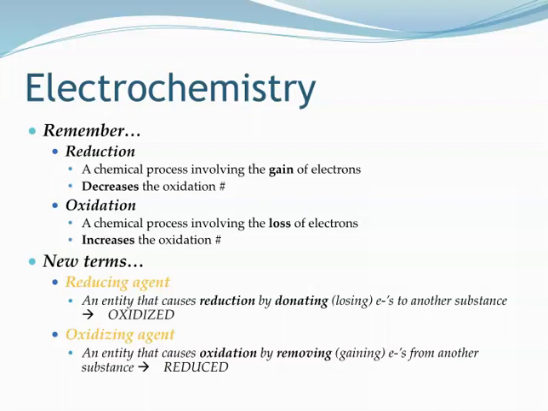There are two related terms that you must also understand. A reducing agent is an entity that causes reduction in another entity. A reducing agent is oxidized. An oxidizing agent is an entity that causes oxidation in another entity. An oxidizing agent is reduced. It can be very easy to confuse these terms, so be careful when you read through your problems.